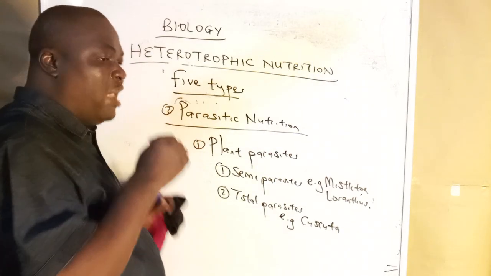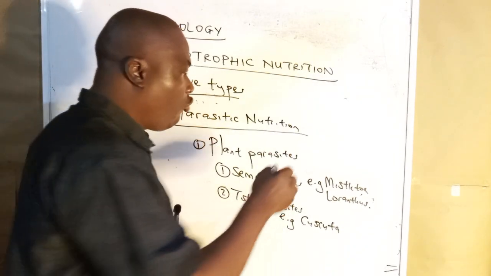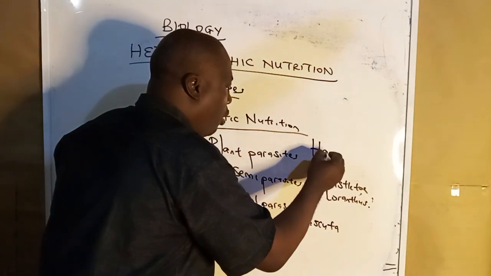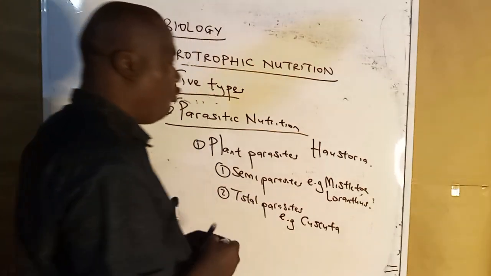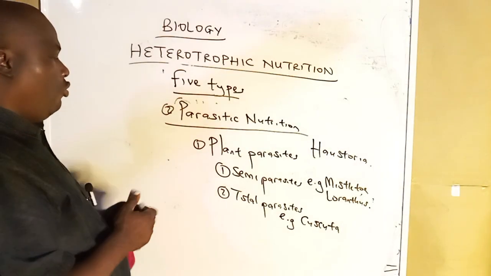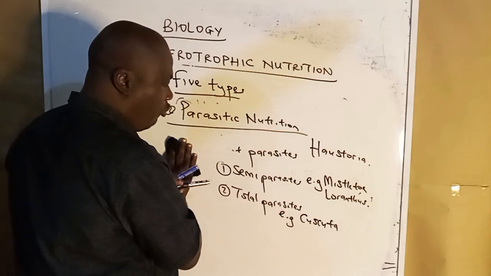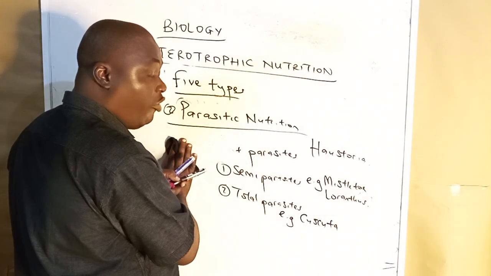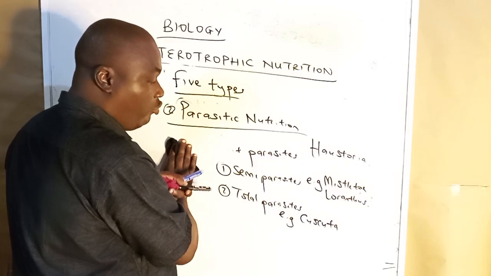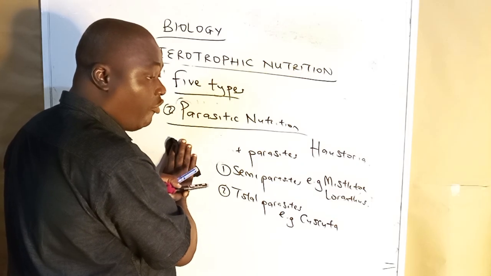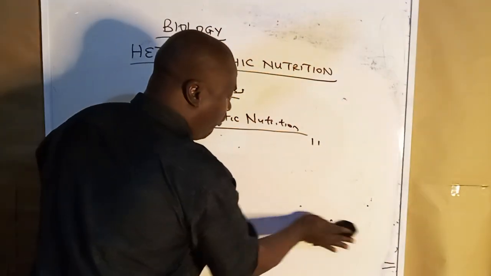Now, plants bore into other plants with structures called haustoria. Yes, these are plant parasites. You can see semi-parasites and total parasites. As I've told you, semi-parasites can still manufacture their food, but they get certain mineral sources from other plants. Total parasites don't have chlorophyll, so they can't manufacture their food. They depend totally on other plants. That's why they're called total parasites.